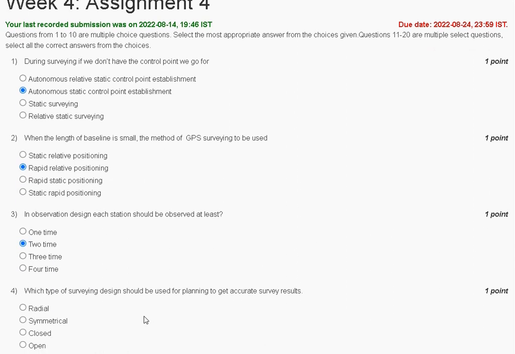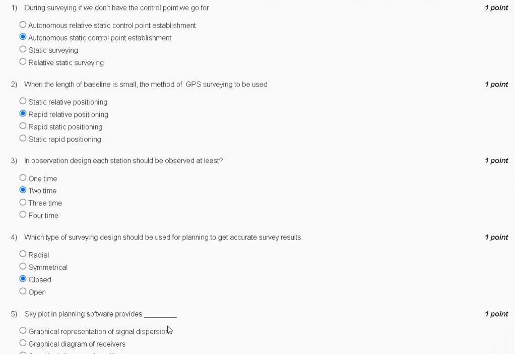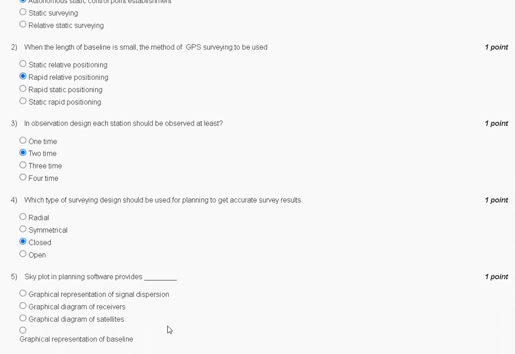Fourth question is, which type of surveying design should be used in planning to get accurate survey result? The correct answer is option C, closed. The fifth question is, sky plot in planning software provides. The correct answer is option B, graphical diagram of receiver.